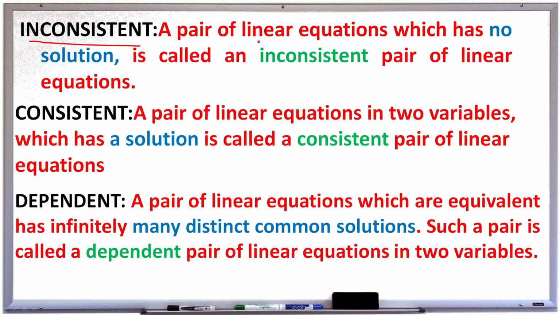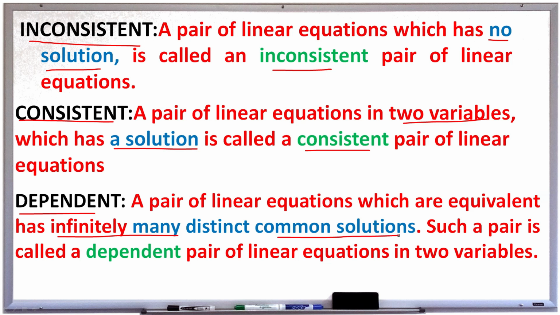A pair of linear equations which has no solution is called inconsistent. Consistent: a pair of linear equations in two variables which has one solution is called consistent. Dependent means a pair of linear equations which are equivalent has infinitely many solutions. Such a pair is called a dependent pair of linear equations in two variables.